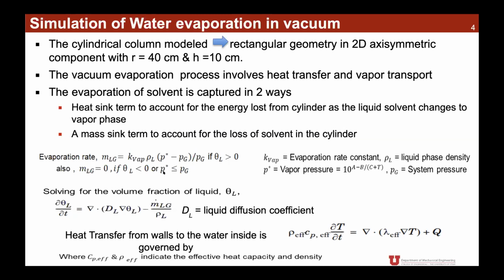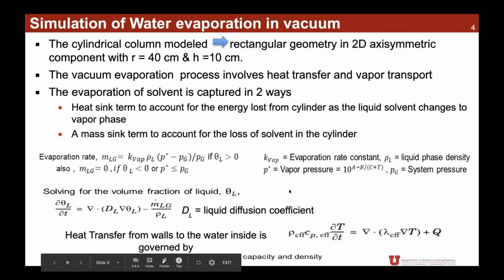It has two important terms. One is the evaporation rate constant. It of course depends on the system and the atmosphere itself, but experimentally it's about 10 to the power minus 6. The other term is the difference between the partial vapor pressure of the solvent and the system pressure itself. The vapor pressure is derived from Hamilton's equation, which is given by this, and the system pressure is what you choose in your vacuum system.